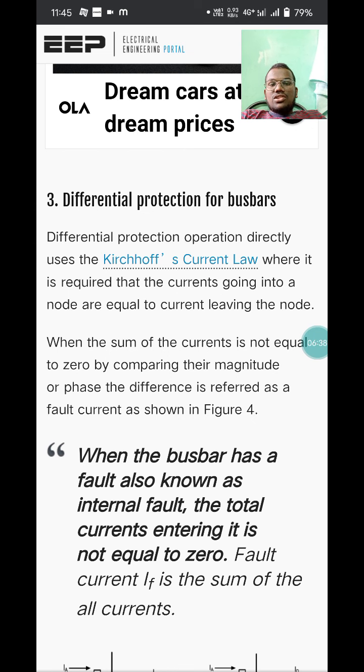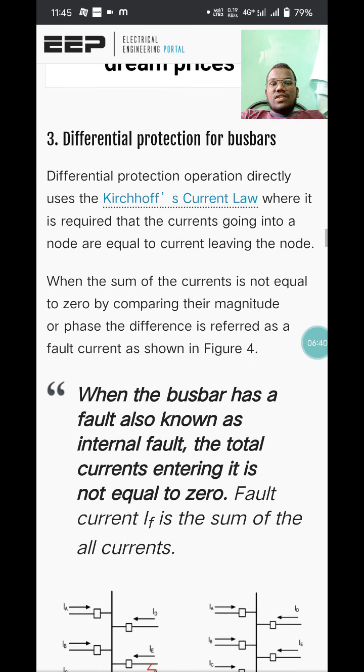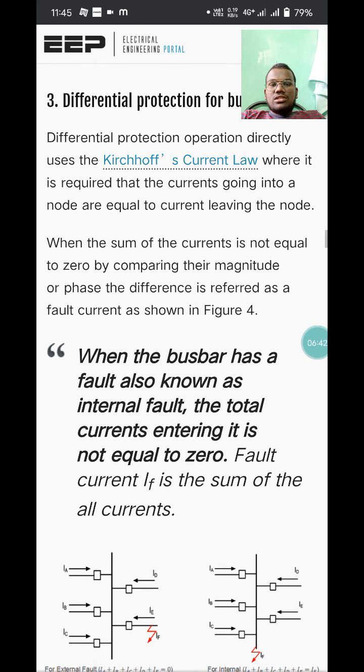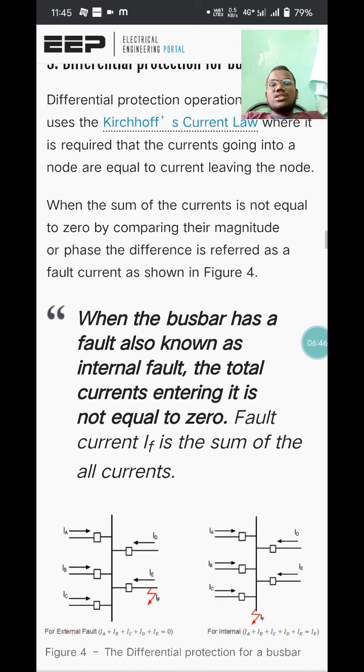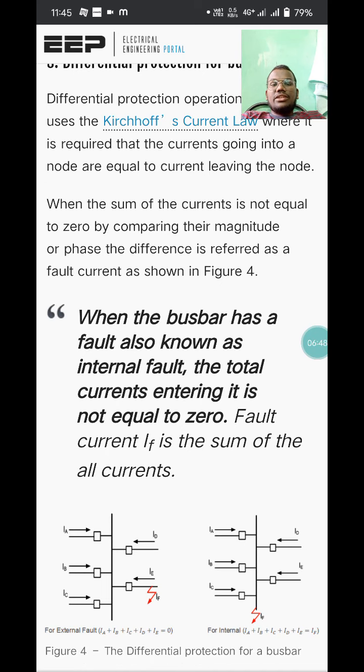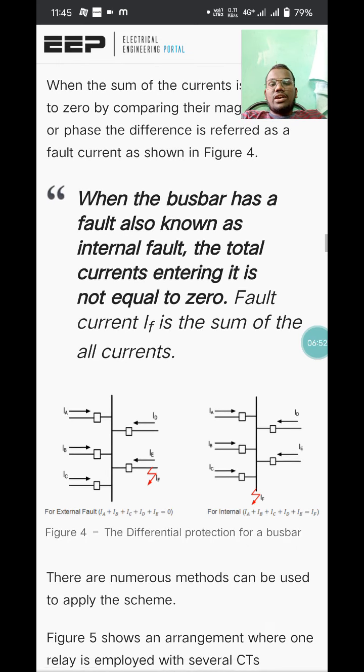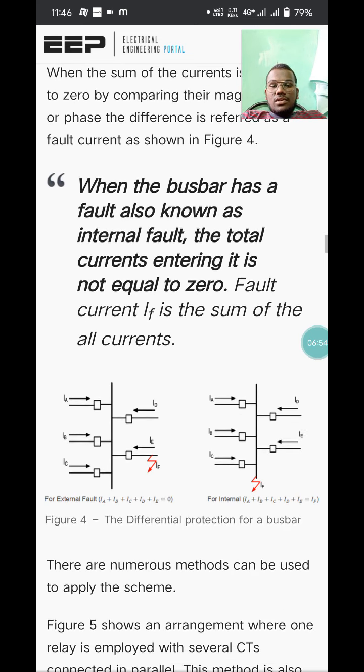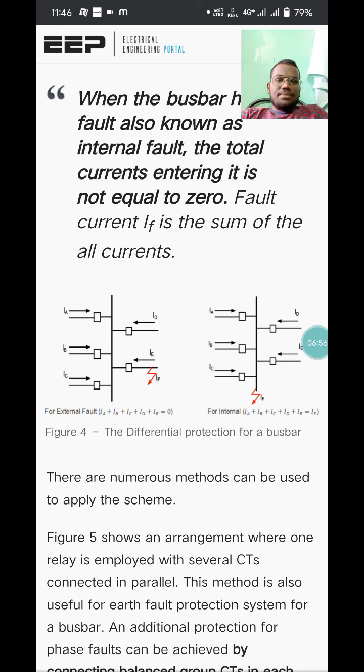The differential protection operation directly uses Kirchhoff's current law, which requires that the currents going into a node are equal to the currents leaving the node. If the sum of the currents is not equal to 0 when comparing their magnitude or phase, the difference is referred to as the fault current, as shown in figure 4. Let us observe the figure for a minute.